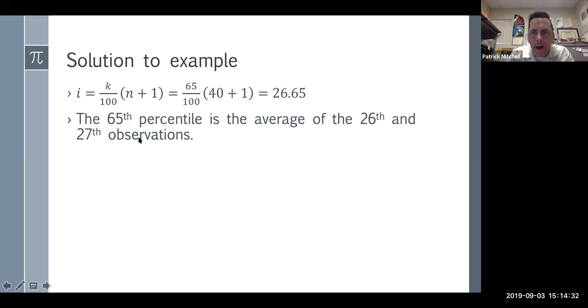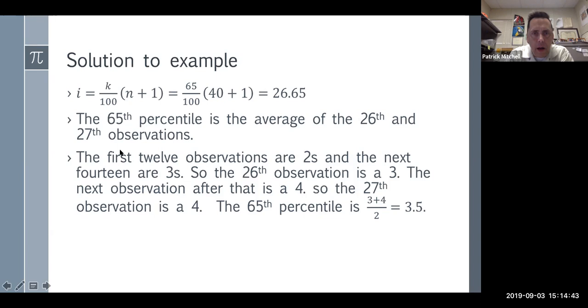Now the trick is, how do you pick out the 26th and 27th smallest numbers from a frequency distribution? Well, you just have to know how to read it. So looking back at that table, the first 12 observations were 2s. Remember, there were 12 2s. And the next 14 of them were 3s.